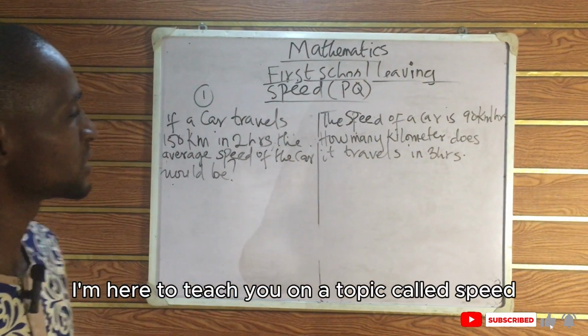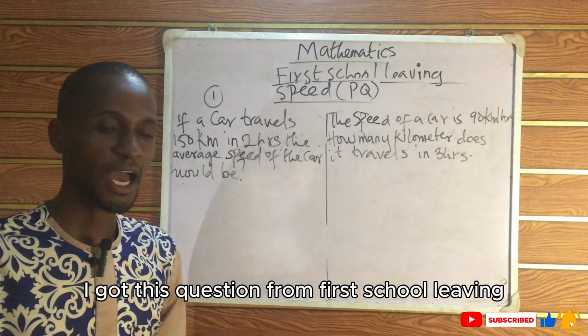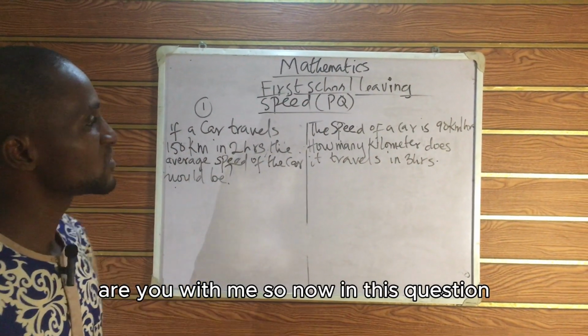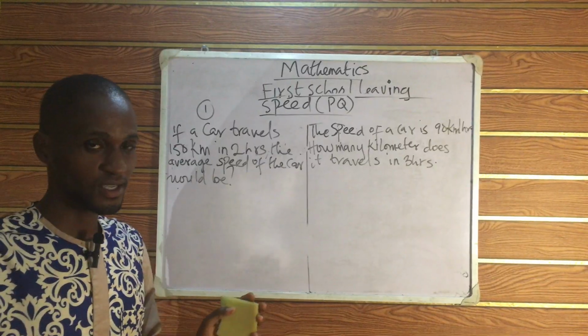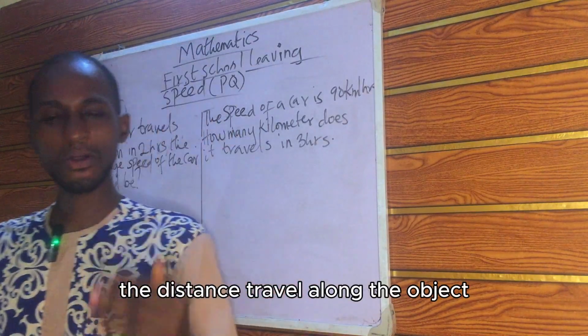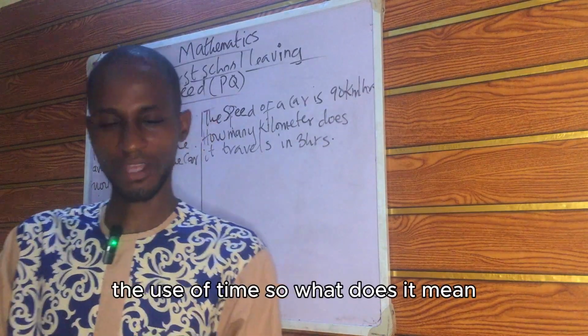I'm here to teach you on a topic called speed. I got this question from first school living. Are you with me? In this question, it's very easy. Very, very easy. So now, what is speed? Speed is distance traveled by an object over the use of time.